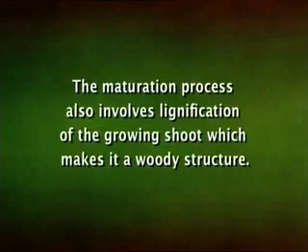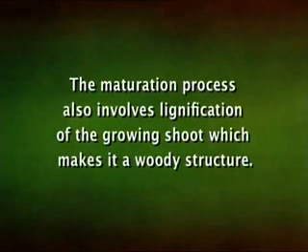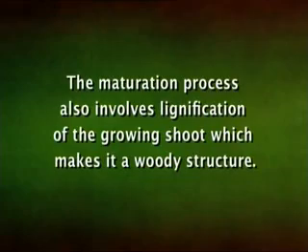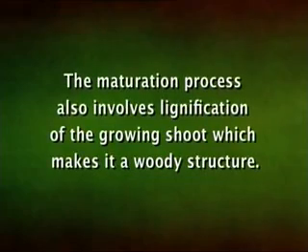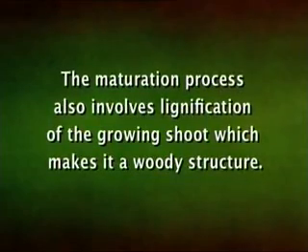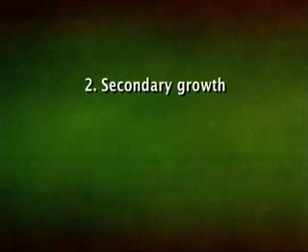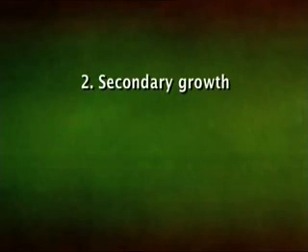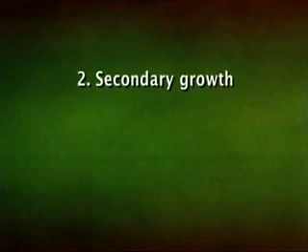The elongating shoot shows a pattern of maturation which starts from the lower to the apical portion. The maturation process also involves lignification of the growing shoot, which makes it a woody structure. Second is the secondary growth, or the growth in diameter.